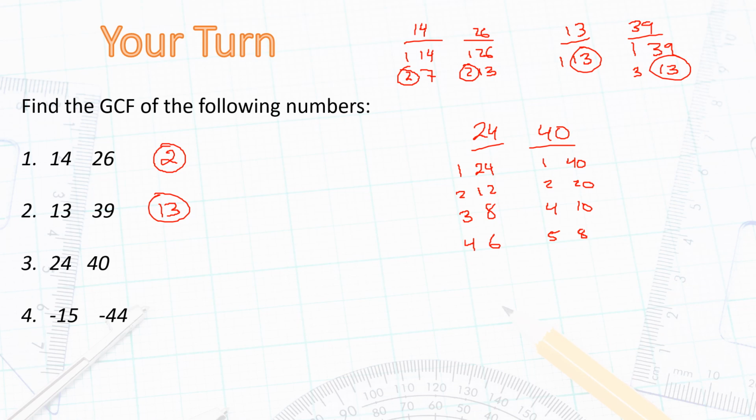Greatest common factor is, I see 8 on both lists, so yes, must be 8. So I think a common mistake people make there is to put 4 and not realize, oh, there's actually 8, which is a bigger one.